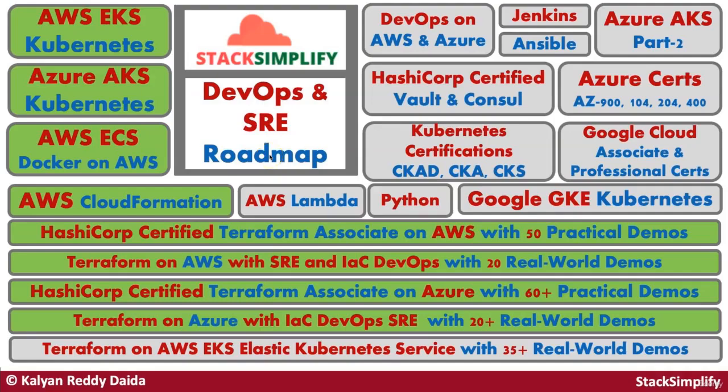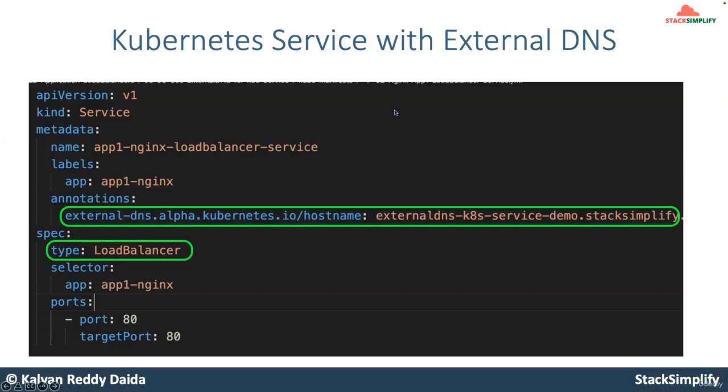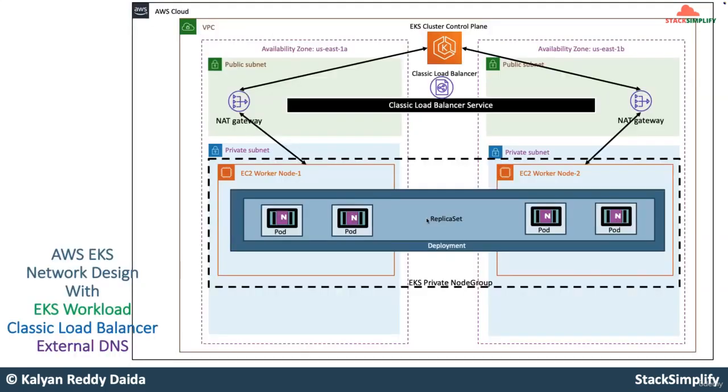Welcome back. In this demo, we are going to use the Kubernetes service with external DNS. Which means for the Kubernetes service of type load balancer, we are going to add the external DNS annotation here. And we are going to provide the DNS name here, and the application whatever you are going to deploy with this respective load balancer service. So you are going to access it directly with the custom DNS we have created, right?